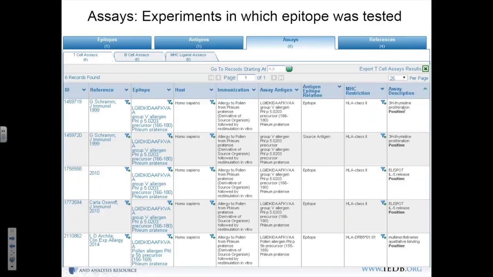There were proliferation assays run on this epitope. There was an IL-5 ELISpot run on it. There was a tetramer staining experiment run on it. So we're tying together all the different information where this specific peptide has been tested. And as you see, they come from different papers. So this is the way, again, to tie together information coming from different sources.